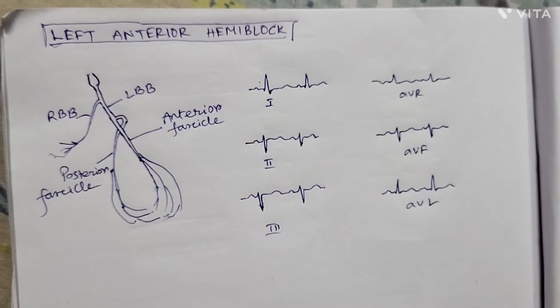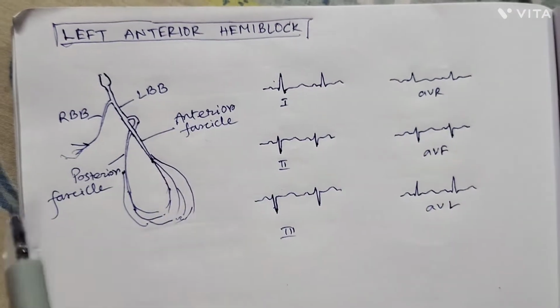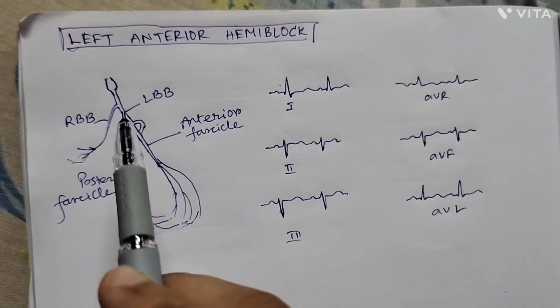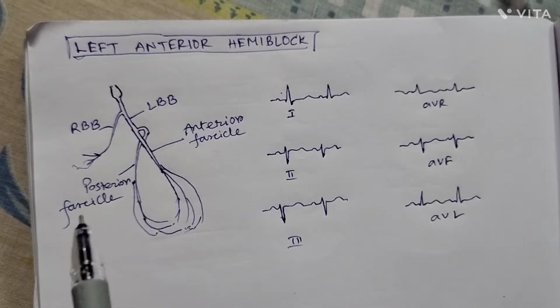Okay, so left anterior hemiblock. This is the topic that we're going to discuss in this video. Here is the right bundle branch, here is the left bundle branch, here is the anterior fascicle, here is the posterior fascicle of the left bundle branch.